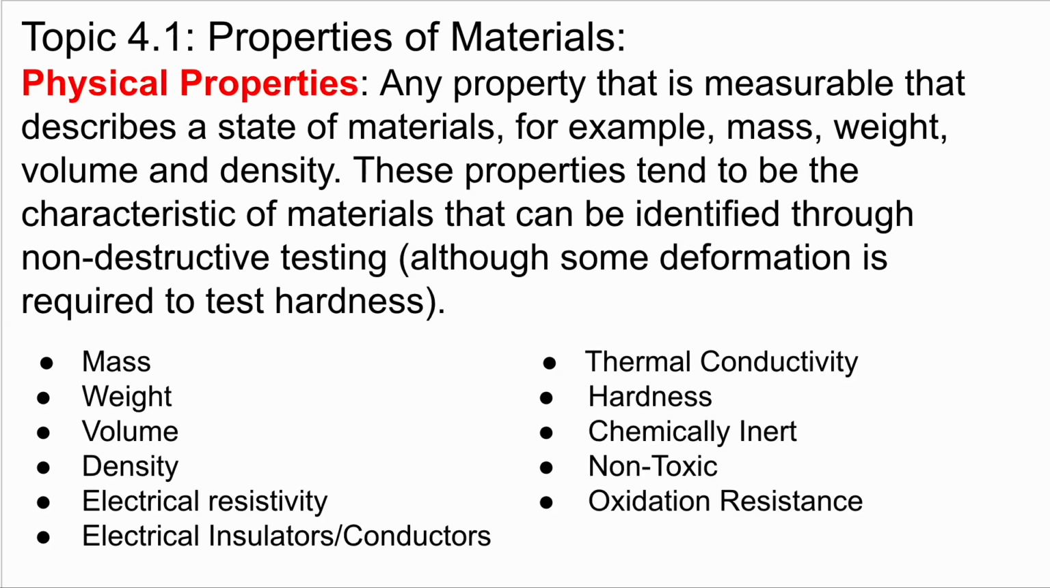This is any property that is measurable that describes a state of a material, for example, the mass, the weight, the volume, or density. The properties tend to be characteristics of the materials that can be identified through non-destructive testing, although some, like hardness, you might do some damage to the surface of something to test its hardness, so there might be some deformation involved with that, or scratching, that kind of thing.